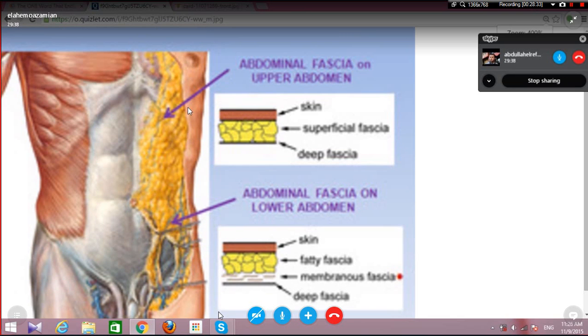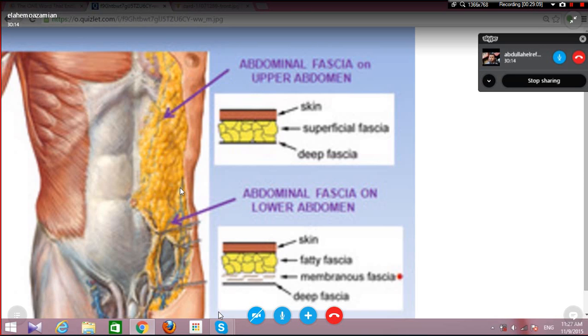Look, here the first layer that you see is the skin. We have different fascias in the abdominal wall or cavity. First, we have superficial fascia, which is the same as subcutaneous tissue, fat here. Then we have deep fascia. What does deep fascia do? It keeps the muscles. Exactly. So superficial fascia is under the skin. Deep fascia is also called investing fascia. It's around the muscles.